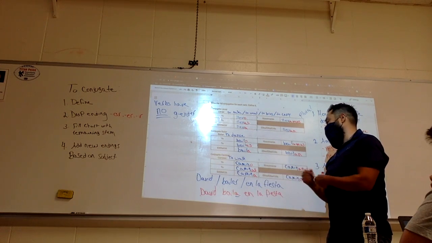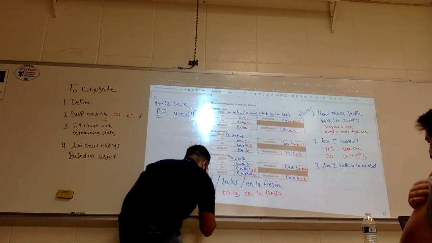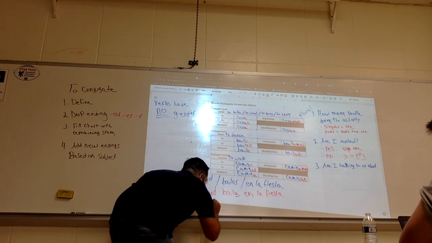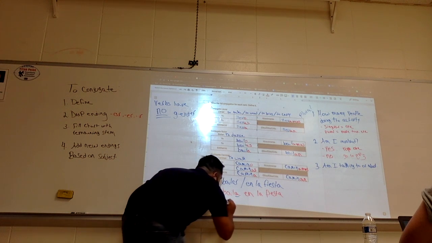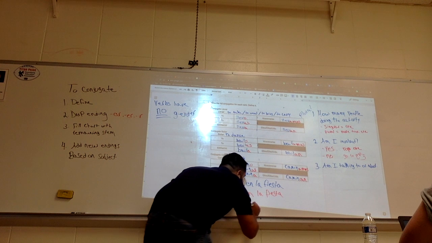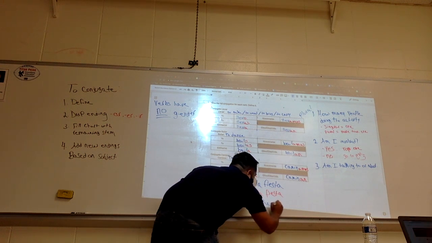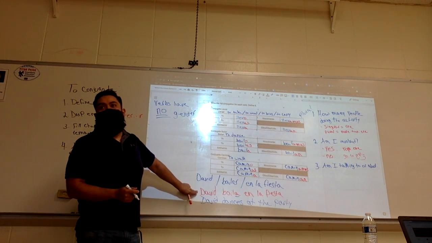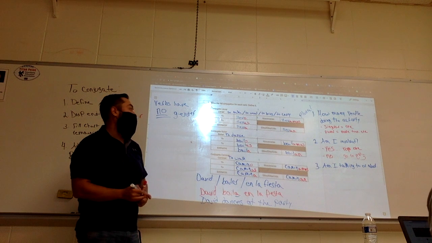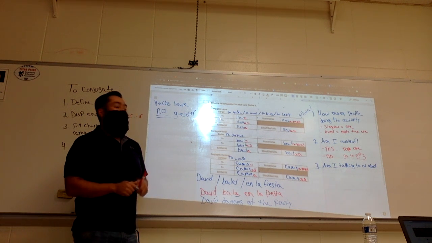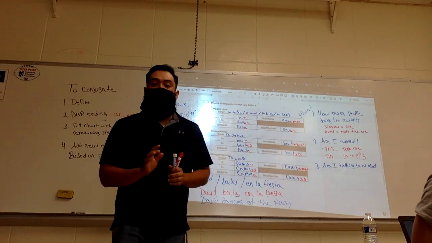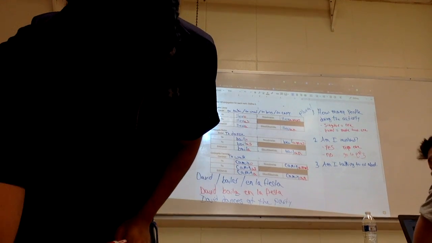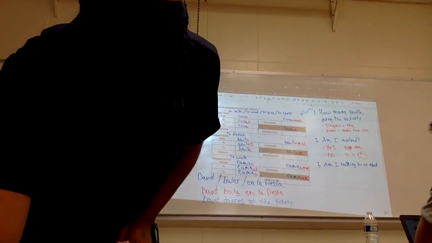What does it mean when we say David baila en la fiesta? David dances at the, what's a fiesta? Party. So that is now a complete answer. Spanish sentence conjugated, English sentence with the meaning of everything. Good? Do we need to see another example? We're okay? Okay.